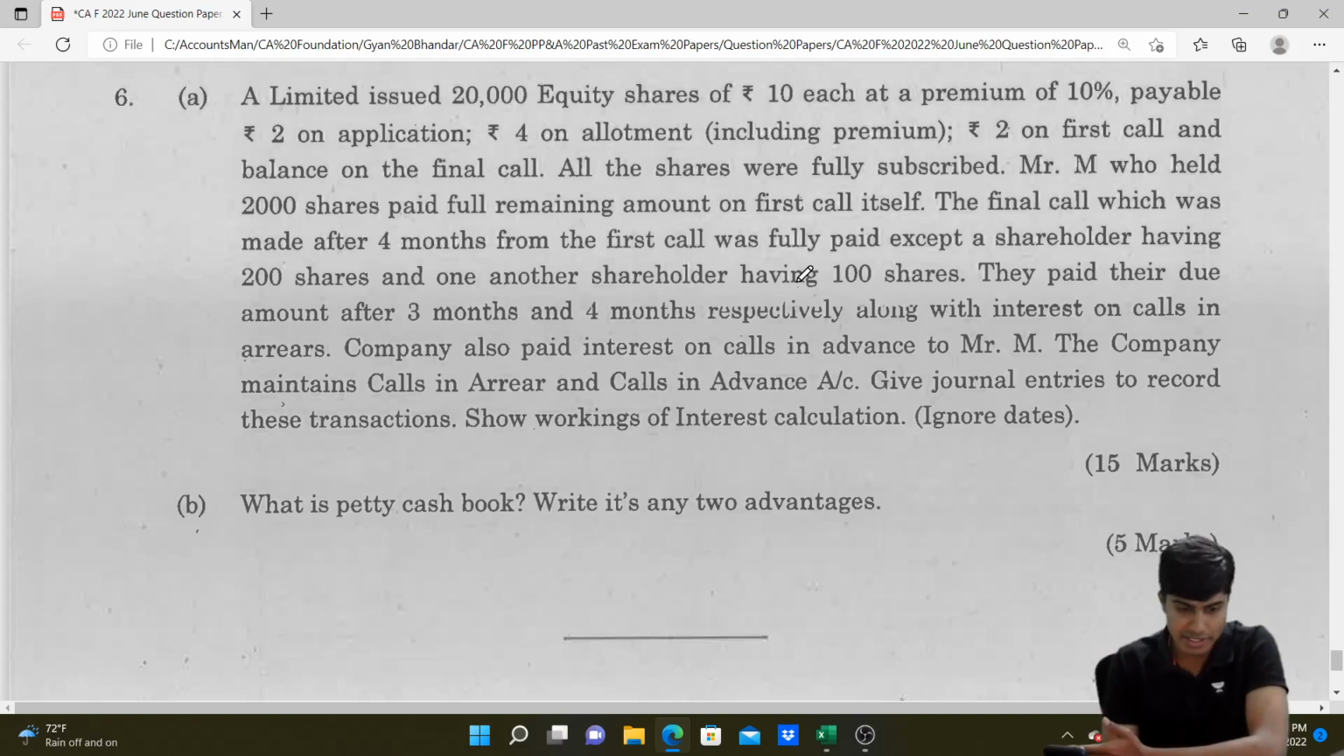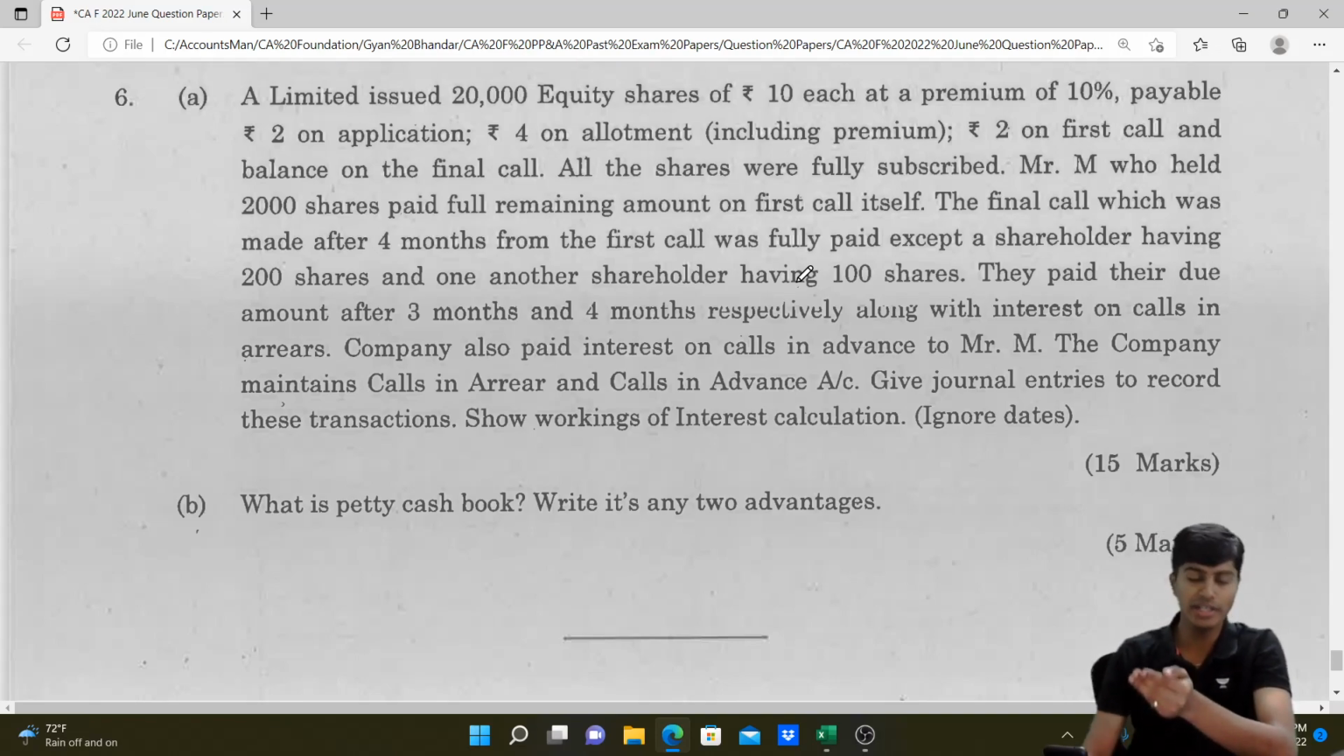So there is calls in arrears on the final call, calls in advance on first call. Calls in advance on first call is for 2000 shares, and it's for 4 months, interest at 12%. Calls in arrears is for 200 shares and 100 shares. 200 shares money is outstanding for 3 months. 100 shares money is outstanding for 4 months.